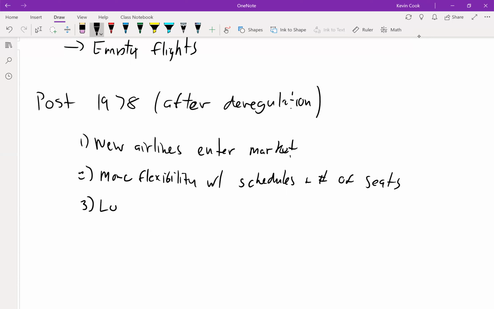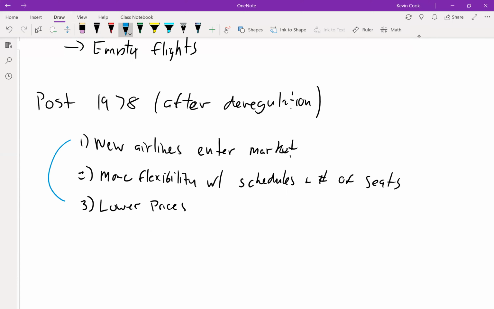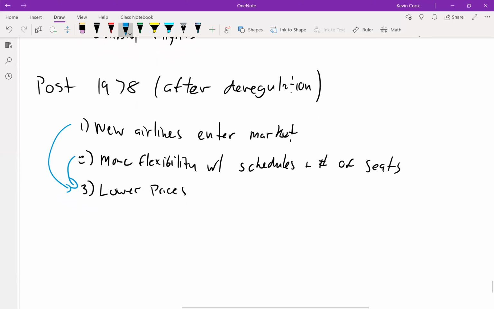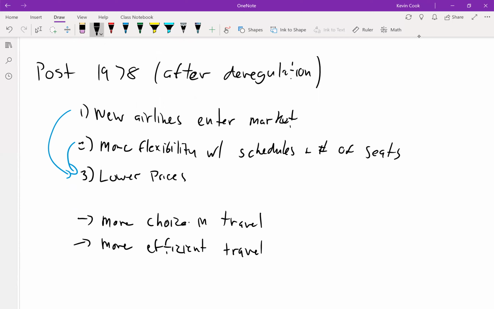So you have new airlines enter the market, more flexibility with schedules for the airlines, and three, what we ended up seeing was lower prices, and that's as a result of this. So as a result of more competition, and since we don't have to run these empty flights, you're able to run a lower cost option, which works pretty well for us. And then what this led to, again, was more choice in air travel. It led to a more efficient process. Inefficient for us might not be the most desirable thing, but as far as our wallets are concerned, it probably is.